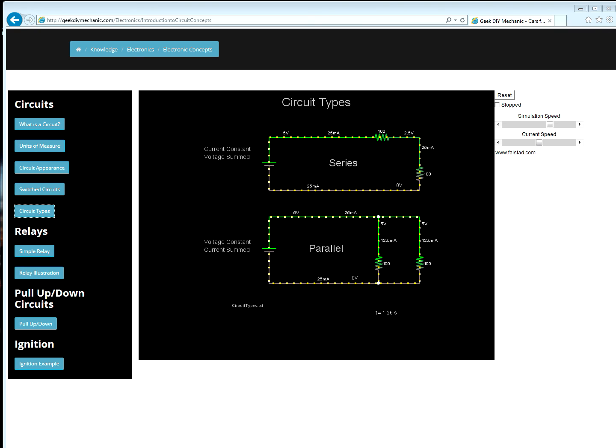Examining the parallel circuit, we notice that the voltage is the same on both branches of the circuit. 5 volt, 5 volt, supply is 5 volt. But the current on both these branches has to be shared and is therefore split between the two due to the fact that the load in each branch is the same. Because these are both 400 ohm, the current is split from 25 milliamps to 12.5 milliamps per branch, but the voltage is the same.